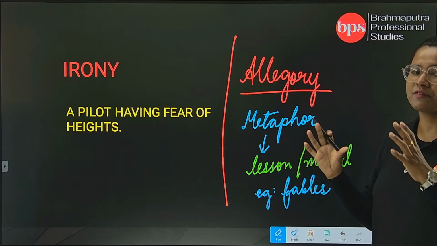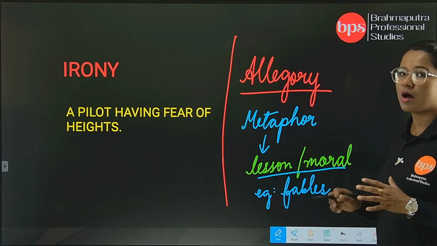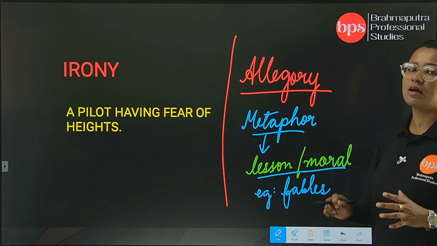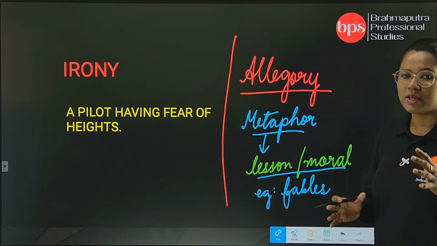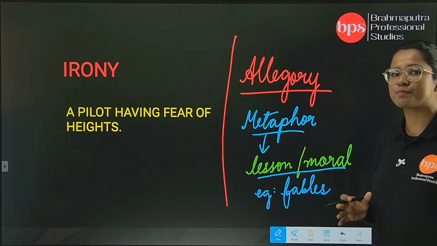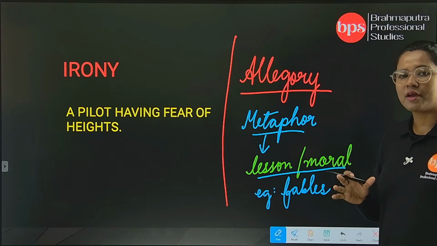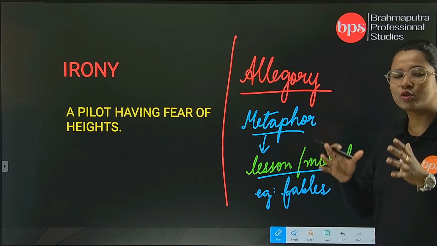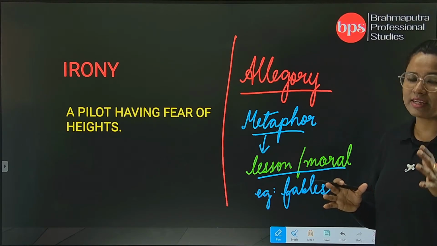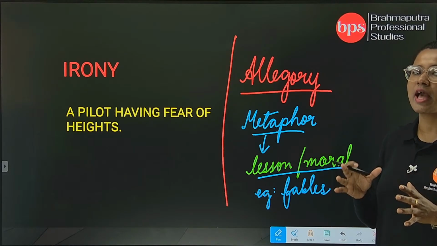So these kinds of allegories are where we get some kind of a moral lesson, and the moral lesson is in terms of a lot of metaphor. We can also say a series of metaphors placed in the form of a story or a poem, where a moral is included in the epilogue, in the ending or the conclusion. That we term as allegory.